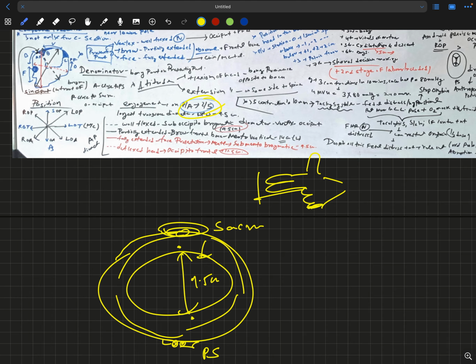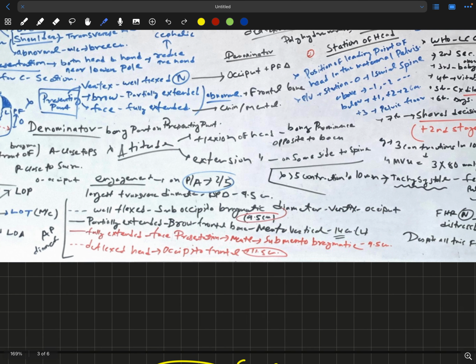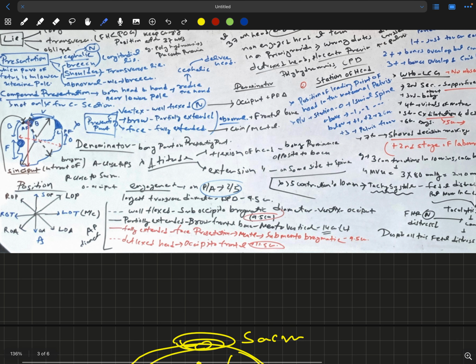So this is called 2 by 5, where while you are doing per abdominal examination, you will know that. Now, the largest transverse diameter we have discussed, that is the biparietal diameter, 9.5 centimeter. Now remember the important thing here.